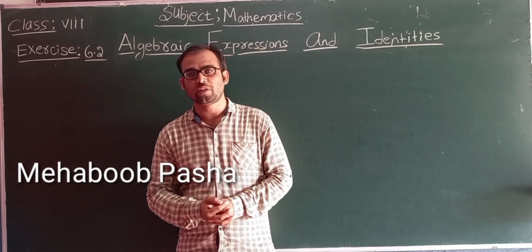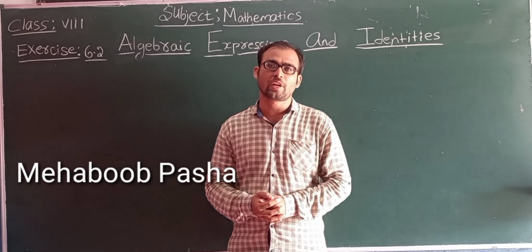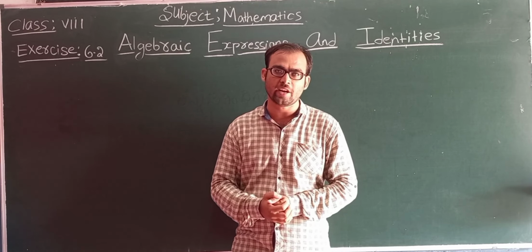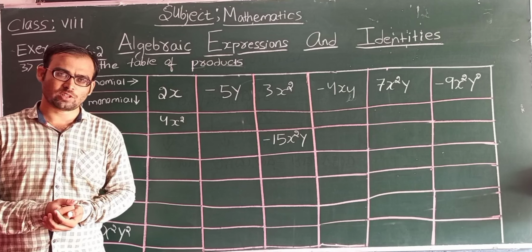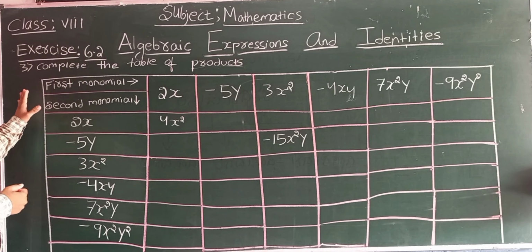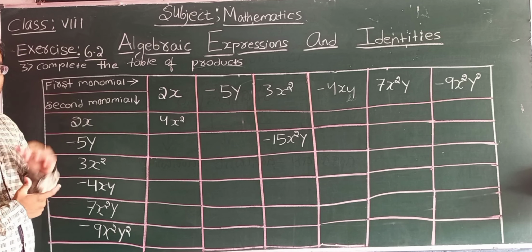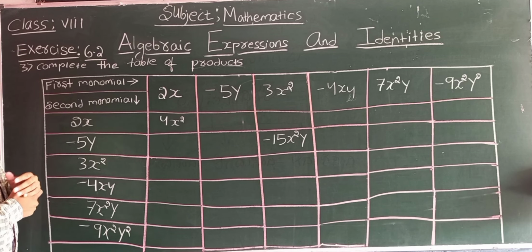Students, myself Mahbub Pasha, and today in this session we will continue the problems of exercise 6.2 of algebraic expressions and identities. Students, let us solve third question. Here, they have given the table. In this, rows and columns are there. So look at here.